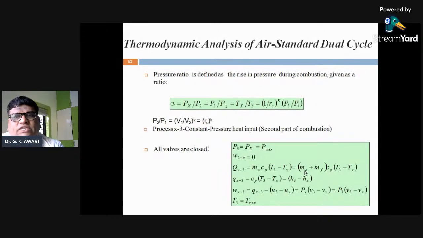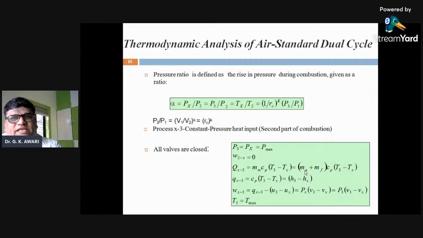So the pressure ratio is defined as the rise in pressure during combustion, given as the ratio. So here alpha is equal to Px by P2 is equal to P3 by P2 is equal to Tx by T2, which is equal to the pressure ratio, which is equal to 1 by Rc to the power of gamma (P3 by P1). So Rc is nothing but the compression ratio. Therefore, P2 by P1 is equal to (V1 by V2) to the power of gamma is equal to Rc to the power of gamma. So P2 by P1 is equal to Rc to the power of gamma.